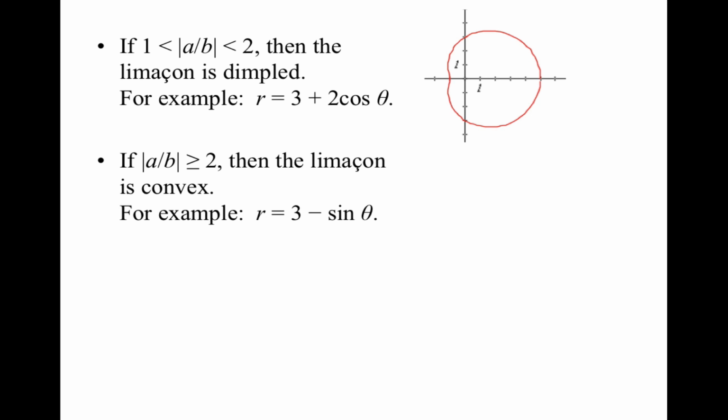And if the absolute value of a over b is greater than or equal to 2, then the limacon is convex. So for example, r equals 3 minus sine theta will look like this.